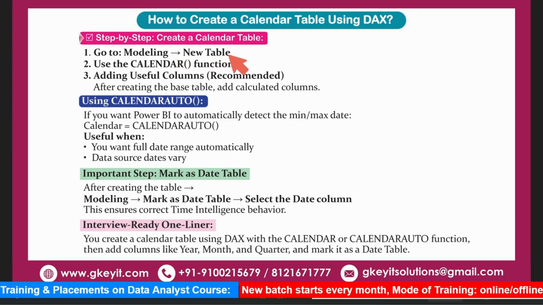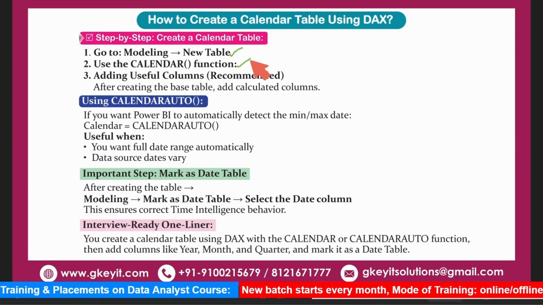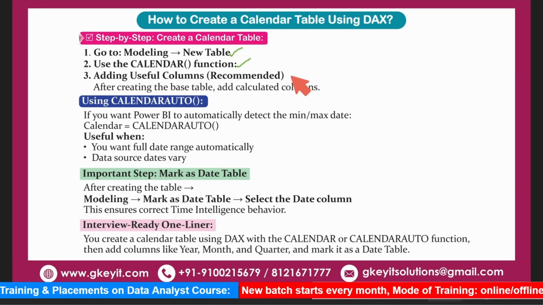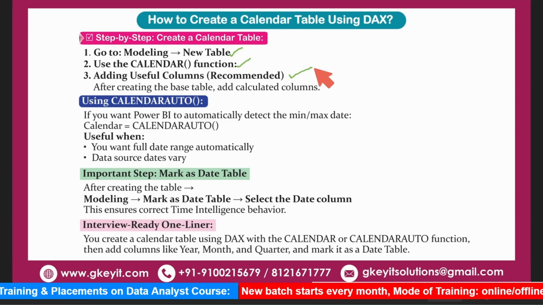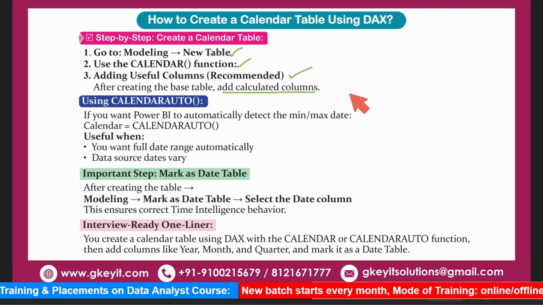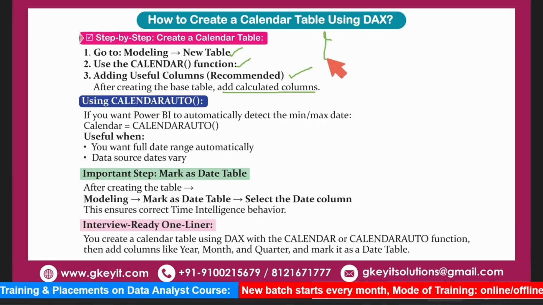The step by step process to create a calendar table here is, first we have to get into the modeling and click on new table, and we can use the CALENDAR DAX function. You can create minimum and maximum ranges by using the CALENDAR function, and you can add other useful date columns like year, month, quarter, something like that. After creating the base table, add calculated columns. These things I will show you practically. This is the first approach to create a date table by using the CALENDAR function.